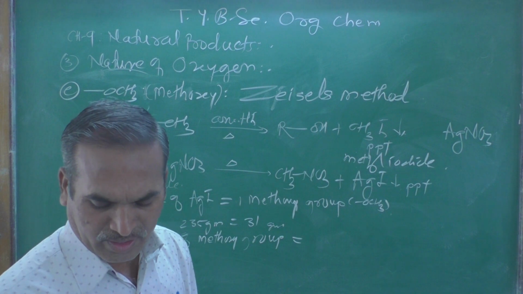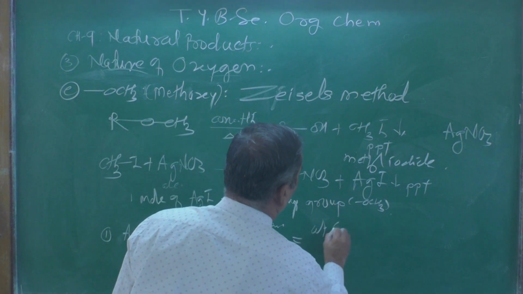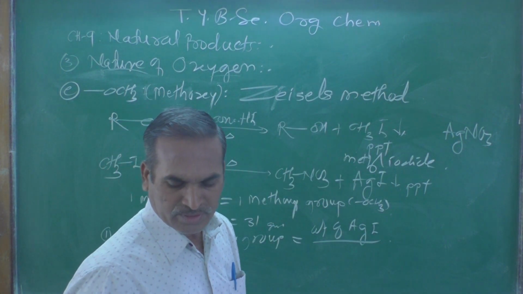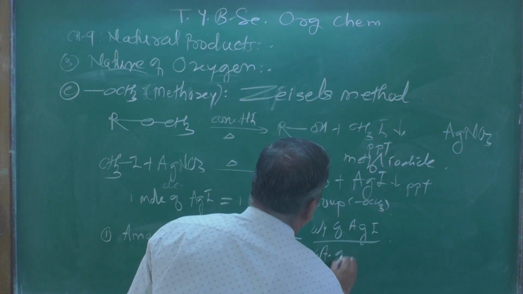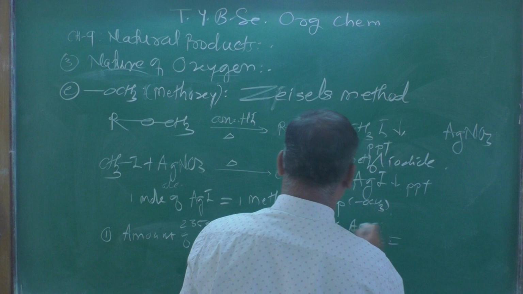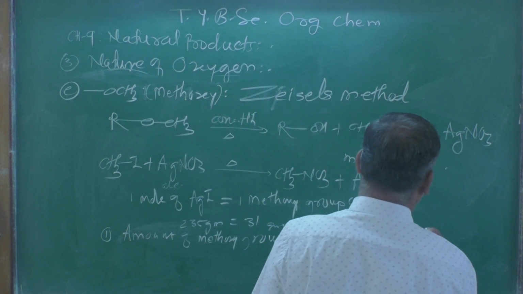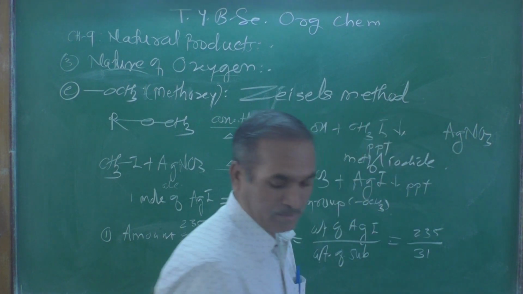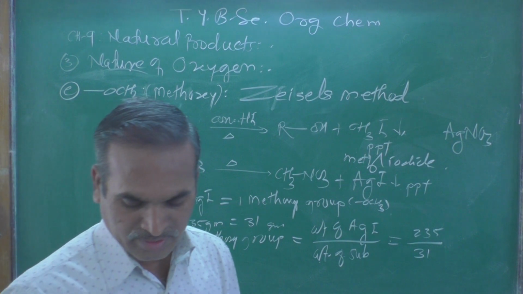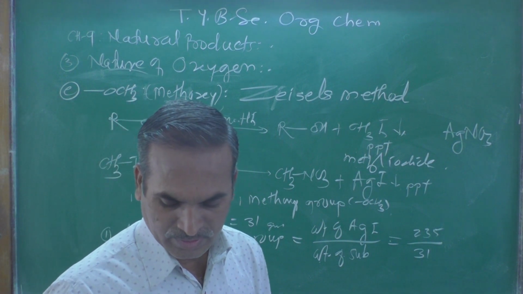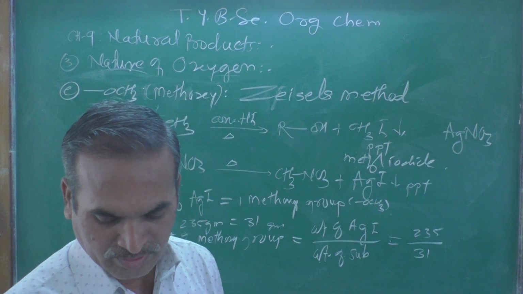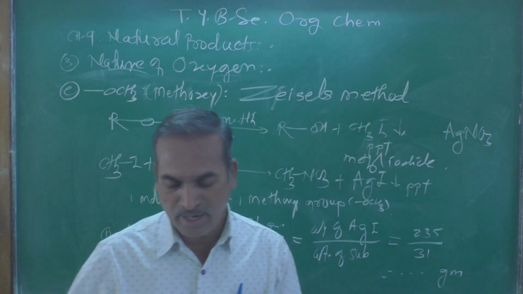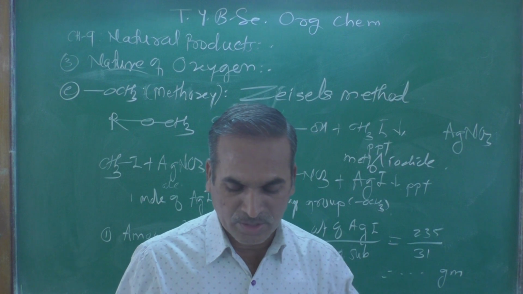Mathematically we can find it out. Weight of AgI divided by weight of substance. As we know, the weight of the AgI is 235 gram, whereas the weight of the substance we have taken is 31 gram, right? So by calculating this, we are going to get a number in gram, and by using that, the amount of methoxy group.